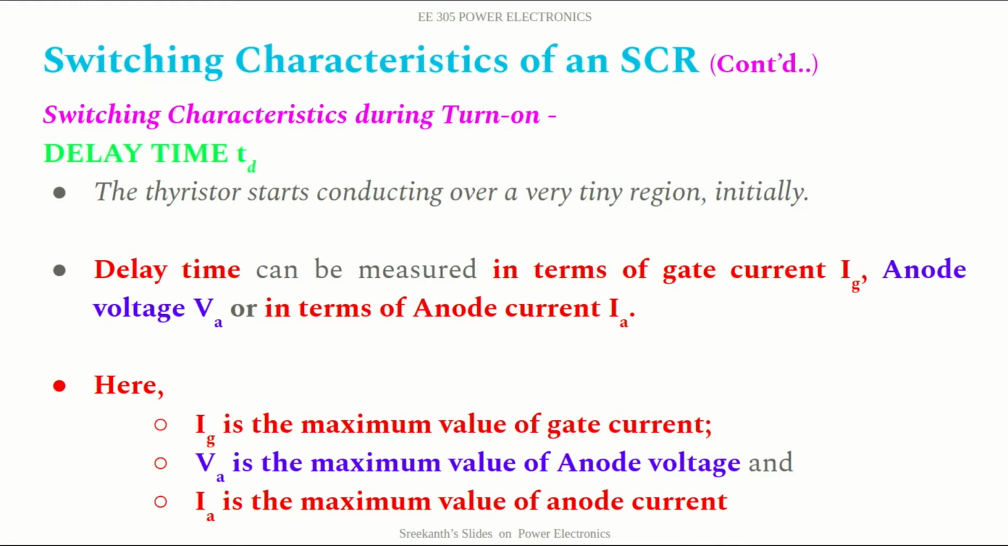Initially, the thyristor starts conducting over a very tiny region. That means when the current is being sent, the area that the current covers is very small. Now, delay time can be measured in terms of three values: gate current Ig, anode voltage Va, or anode current Ia. Here, Ig is the maximum value of gate current, Va is the maximum value of anode voltage, and Ia is the maximum value of anode current.